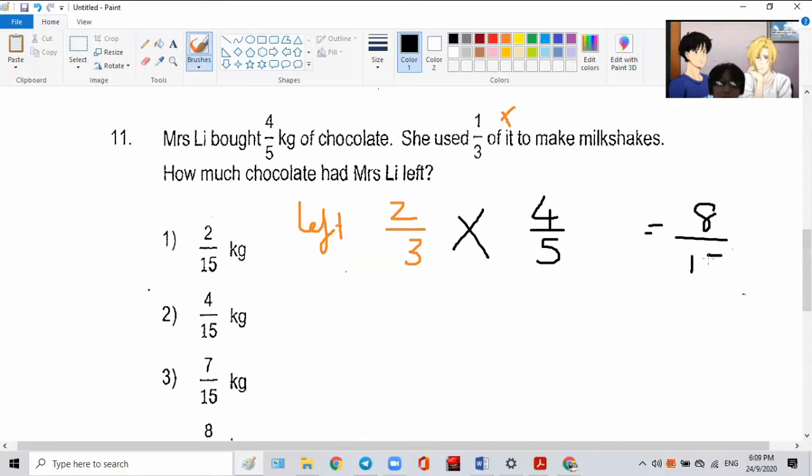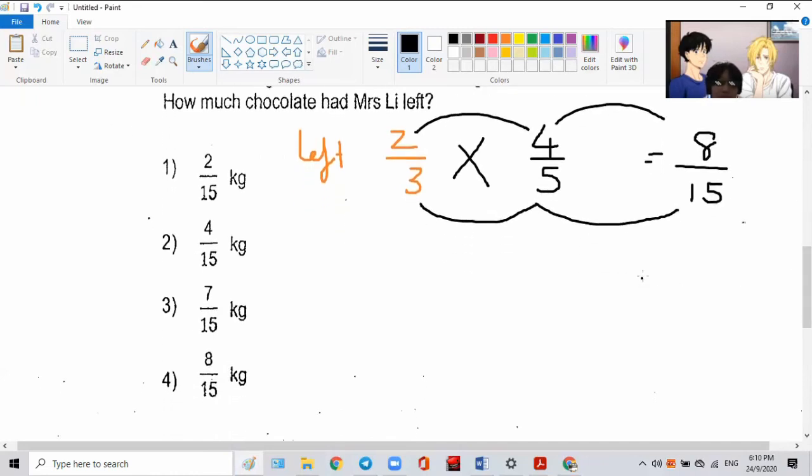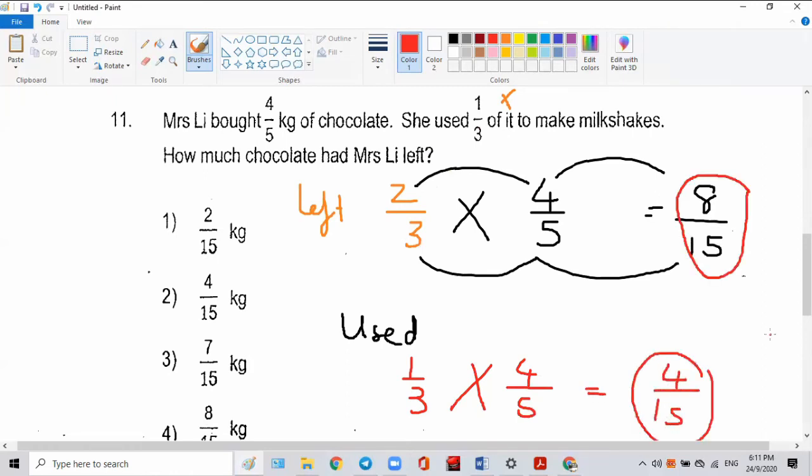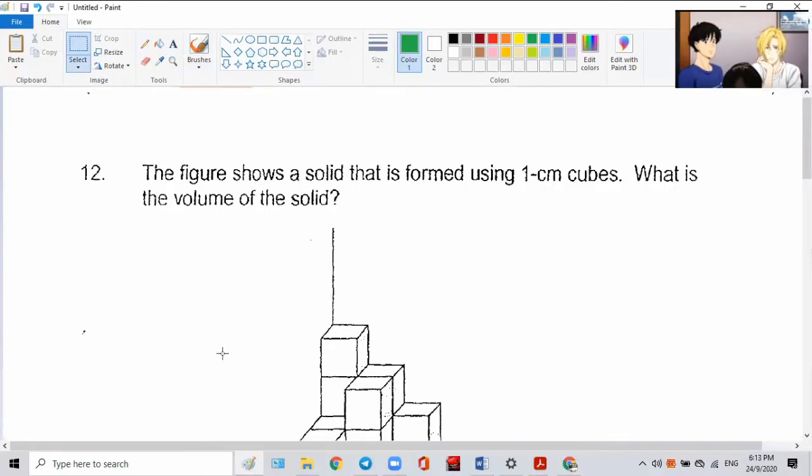8 out of 15. Because 2 times 4 is 8, 3 times 5 is 15. Yeah? Okay? If I ask you how much she used, anybody can let me know? Then what's the answer? It's not here, but I'm just asking how much she used. Can anybody give me the answer? Because she used 1/3 of 4 out of 5. She used 4 over 15. Do you understand? Okay, move on.